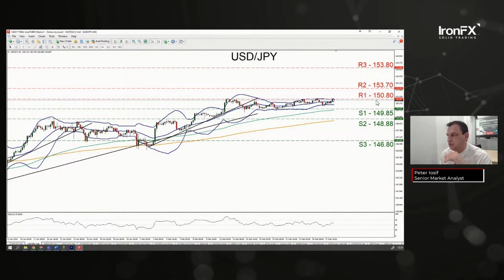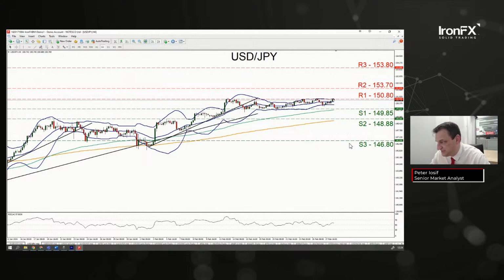Nevertheless, should the bulls maintain control, or get control to be exact, I would expect a clear break of the R1 150.80 and the price action to reach, even test, if not breach, the 153.70 resistance level. On the flip side, should the bulls give up and the bears take over, we may see the price action dropping, breaking the S1 149.85, aiming if not breaching the 148.88, with the next possible target being set quite lower, and that would be the 146.80.